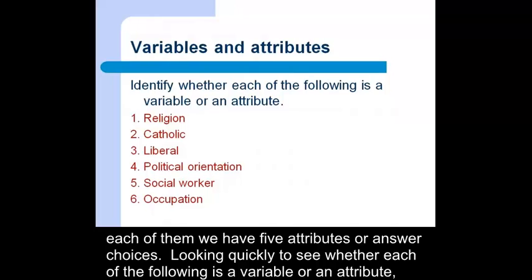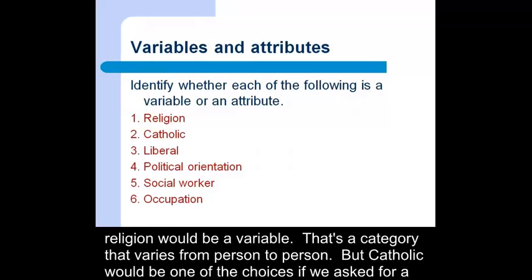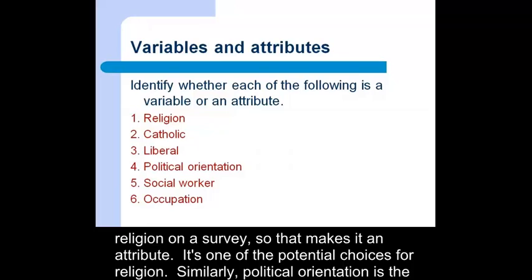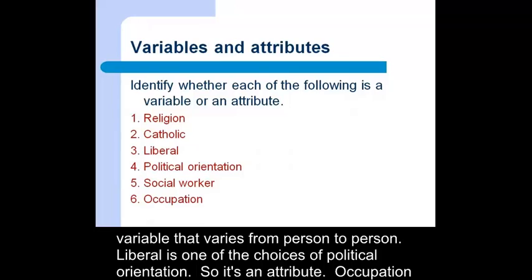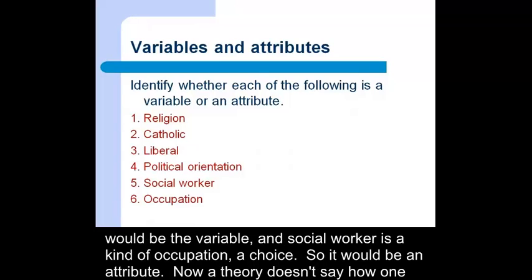Looking quickly to see whether each of the following is a variable or an attribute, religion would be a variable. That's a category that varies from person to person. But Catholic would be one of the choices if we asked for a religion on a survey. So that makes it an attribute. It's one of the potential choices for religion. Similarly, political orientation is the variable that varies from person to person. Liberal is one of the choices of political orientation, so it's an attribute. Occupation would be the variable, and social worker is a kind of occupation, a choice, so it would be an attribute.